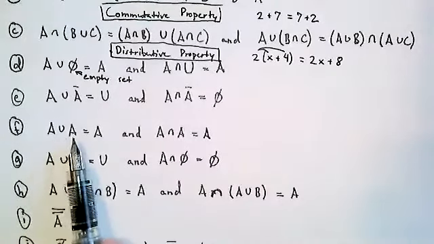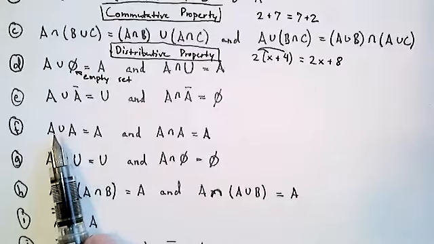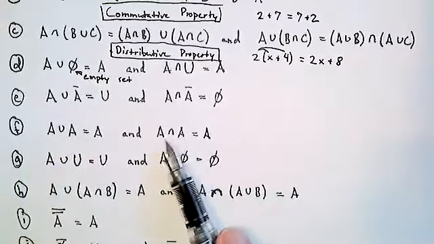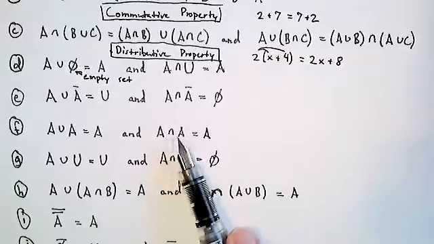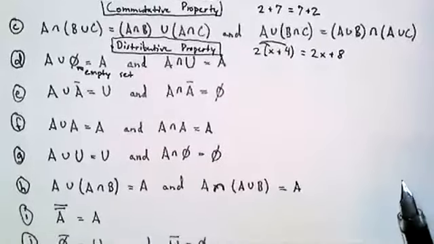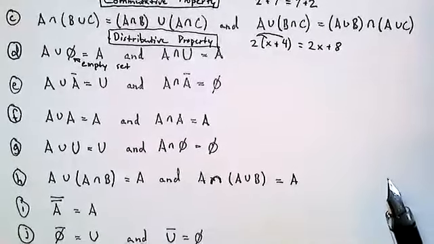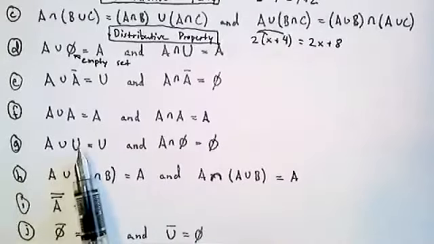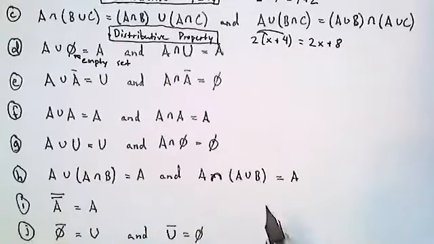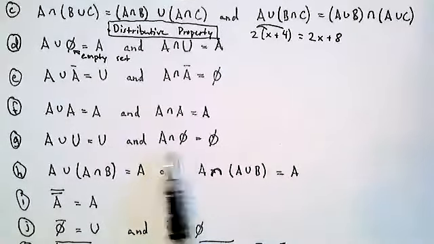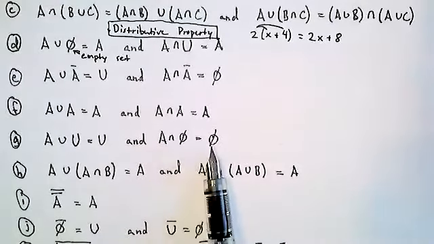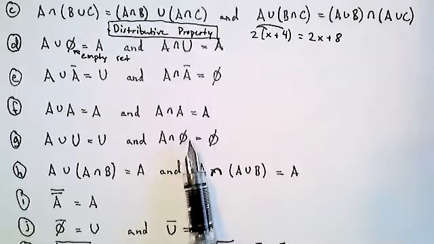I want to combine A with itself, but everything in A is already there, so nothing happens. And same if I try to intersect A with itself. You just get A. If I add A to everything, well, I already have everything, so I still have the universal set. If I intersect A with nothing, so what is both in A and in the empty set? Well, that can't be anything because nothing is here.